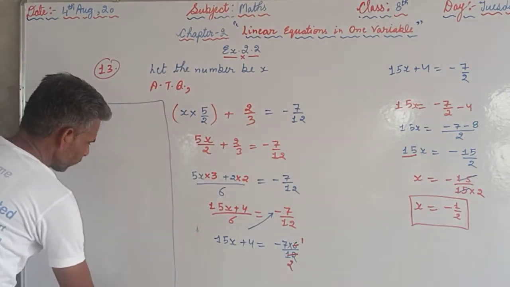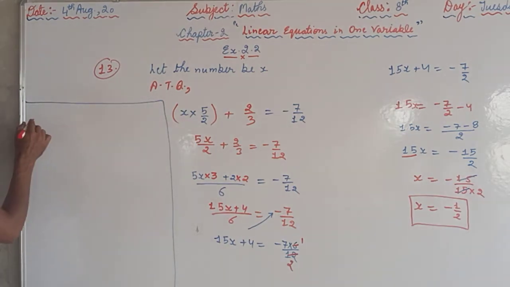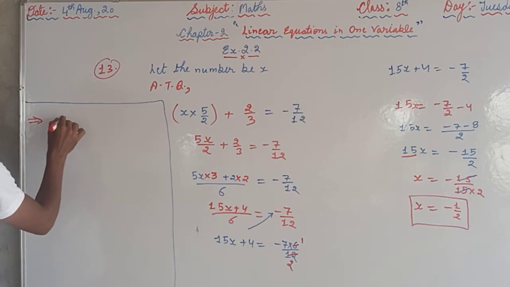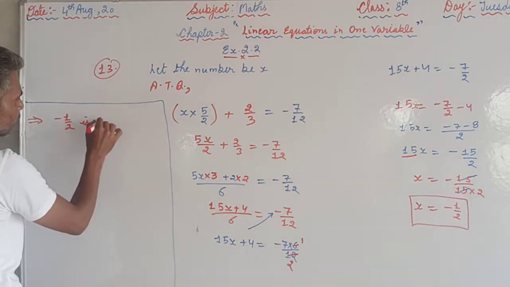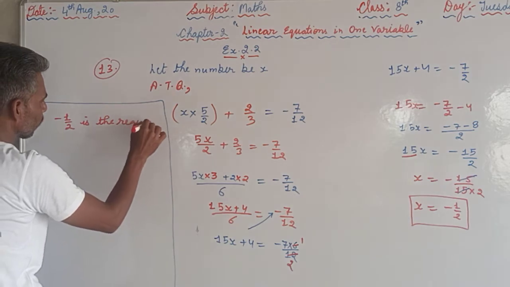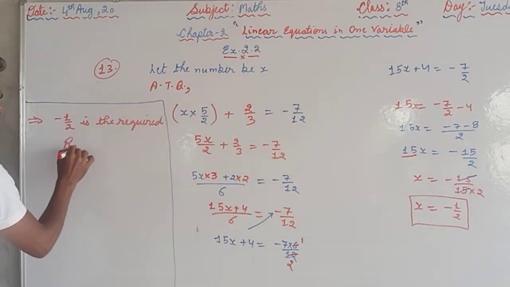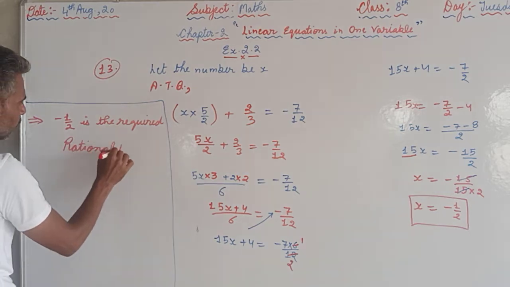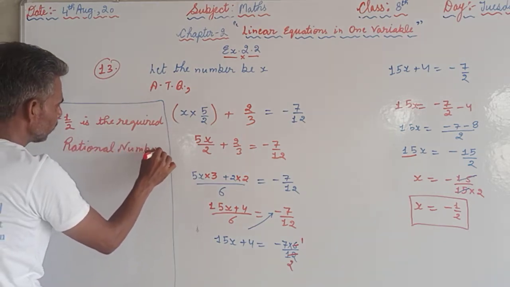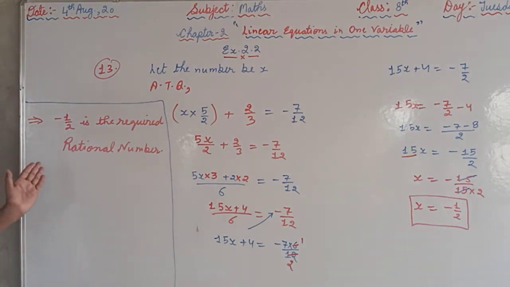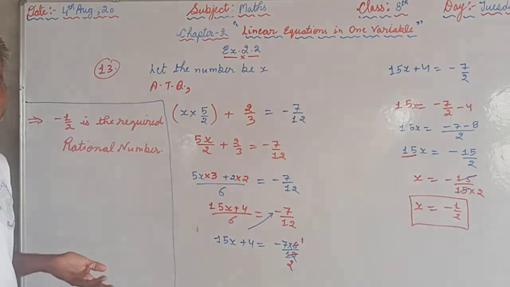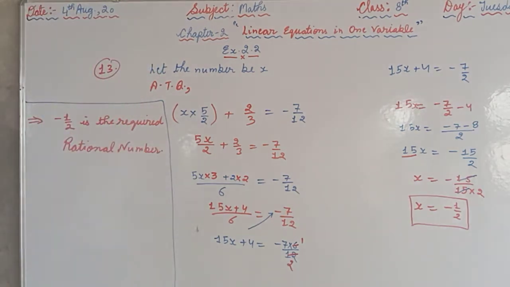In the last, as you know that this is a word problem, so we are supposed to give the answer in words also. Hence -1/2 is the required rational number, because you know the definition of a rational number: rational numbers can be expressed in the form of p by q, where p and q are integers. So -1 and 2 are integers, and q should not be equal to 0 and 2 is not equal to 0. That's why we can say that -1 upon 2 is a rational number, and that is the required rational number for this question. At the same time, we will discuss question number 14.